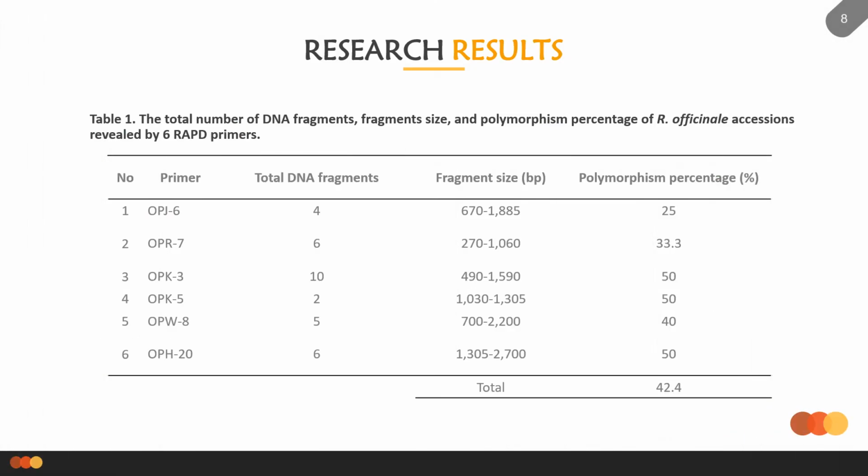The results showed that a total of 33 DNA fragments were generated by 6 selected RAPD primers, 14 of which were polymorphic. The percentage of polymorphic DNA fragments ranged from 25 to 50%. Primer OPK3 produced the highest number of DNA fragments and the lowest number was produced by primer OPK5.